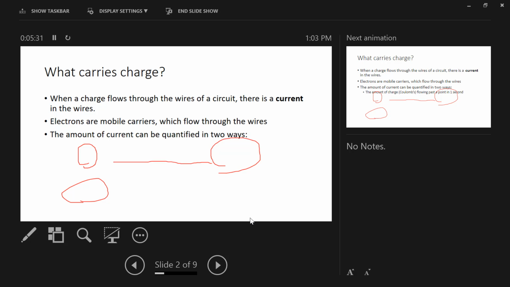All right. So the main way we do this is this. Basically, by figuring out the amount of charge measured in coulombs. Coulombs is our unit of charge. The amount of charge in coulombs flowing past a particular point in the wire every single second. How many coulombs, how much charge is moving past a particular point every second? Every second.